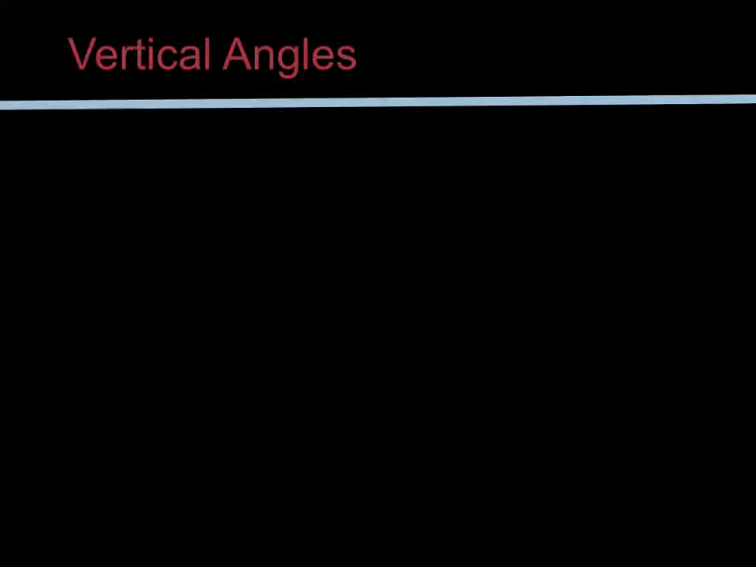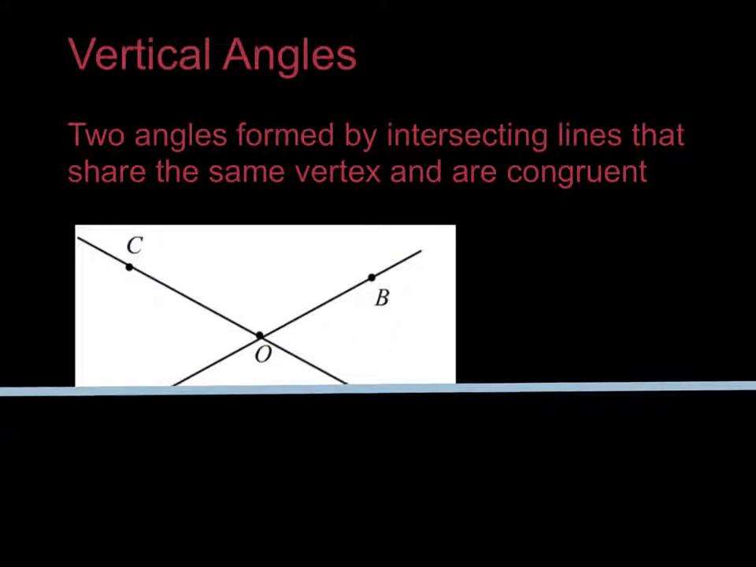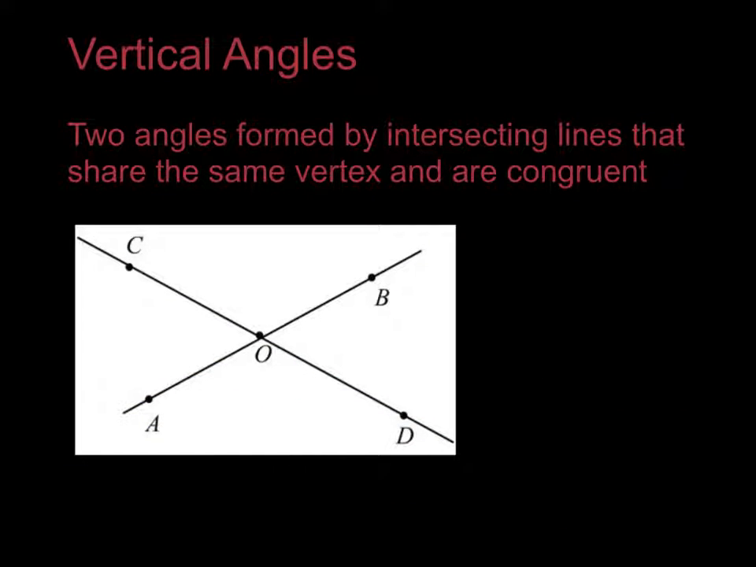The first angle pair relationship we're going to discuss are vertical angles. Let's go over the definition. Vertical angles are 2 angles that are formed by intersecting lines that share the same vertex and are congruent. That last part about them being congruent is very important to us.